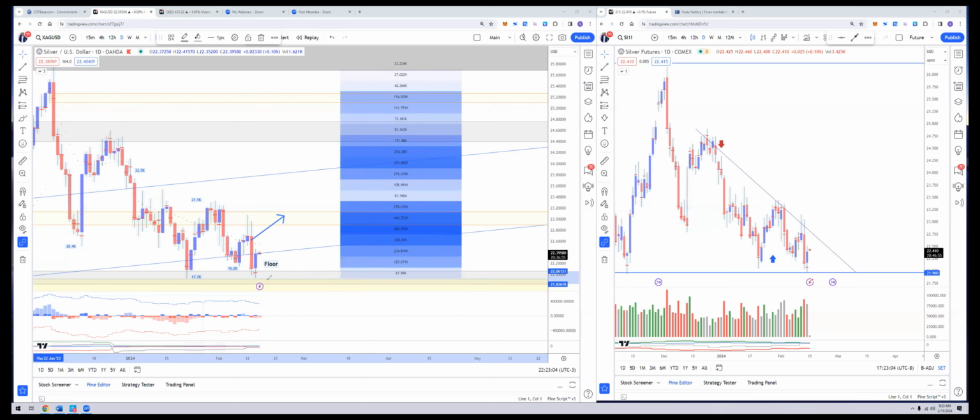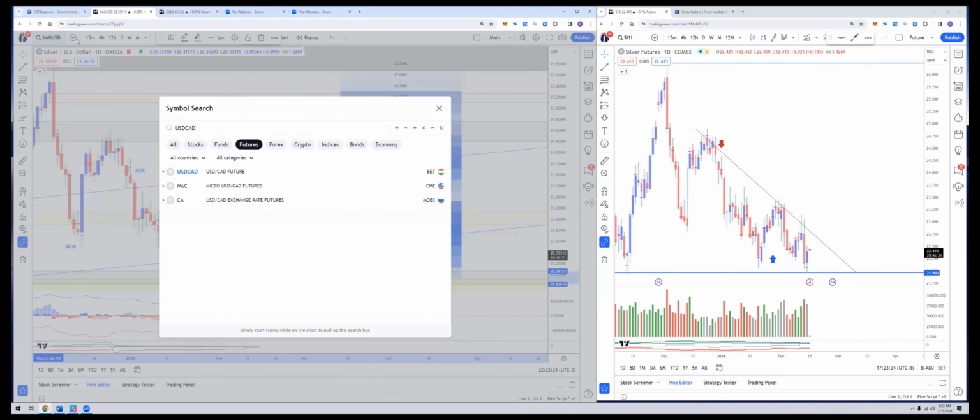Like I said, there was an extreme plus 83. Right now they are plus 72. So I think we have the right time. So silver is pretty interesting. Okay, let's move on. Another one is US dollar Canadian.